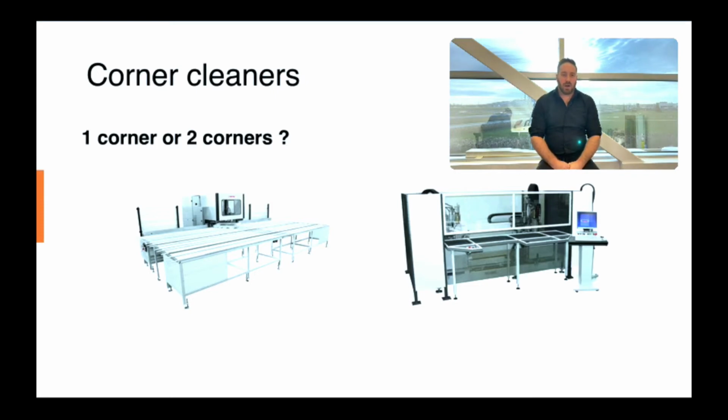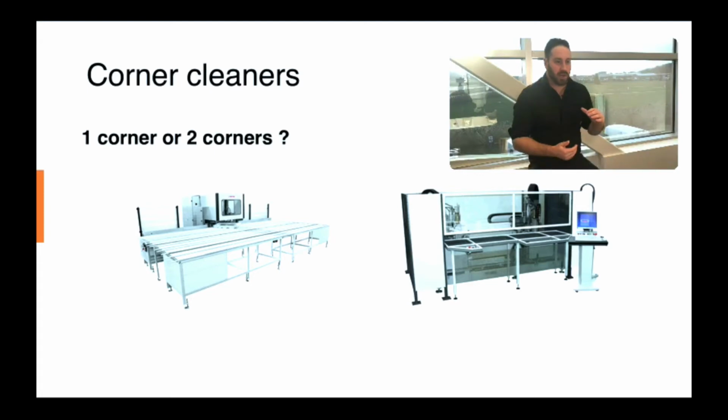But for most fabricators, twin heads are 2-axis corner cleaners, while a single head corner cleaner is going to be a 4-axis. This means that the 4-axis is going to be cleaning the top and bottom of the part simultaneously. And if you're looking at a twin head corner cleaner with 2 axes, that means you're going to be cleaning top and then bottom, so you're going to be looking at a longer cycle.